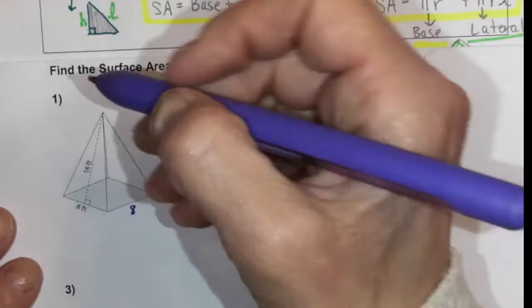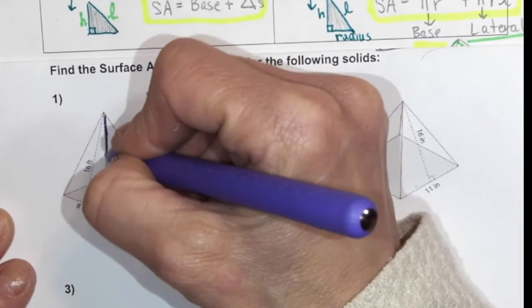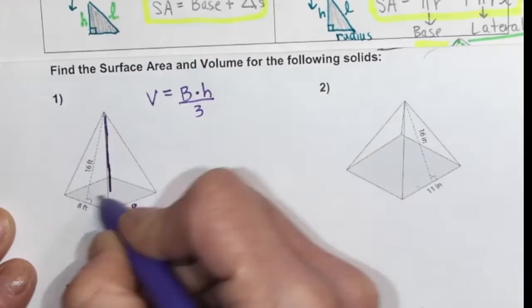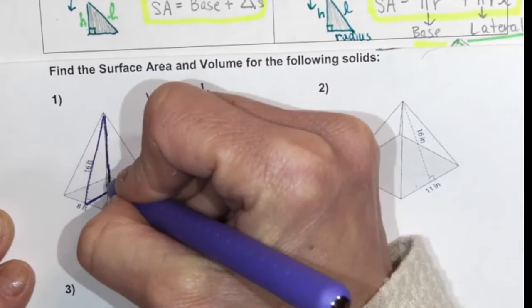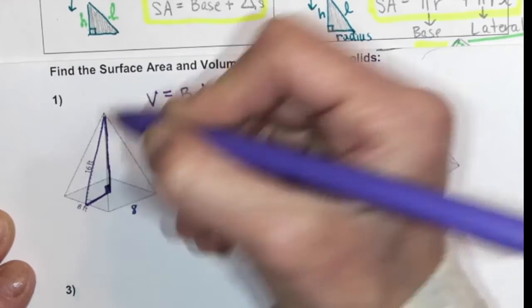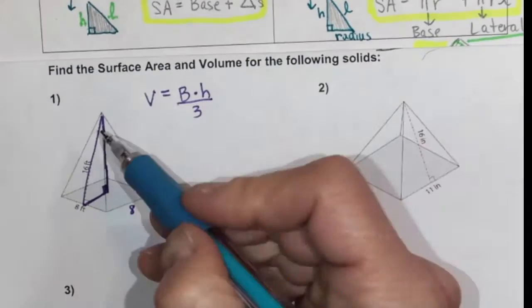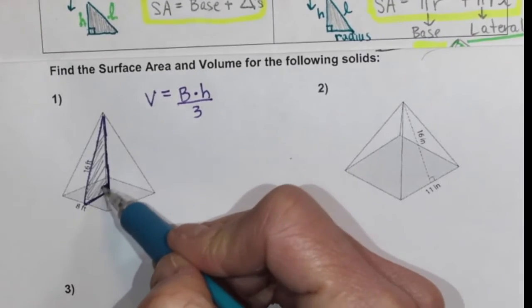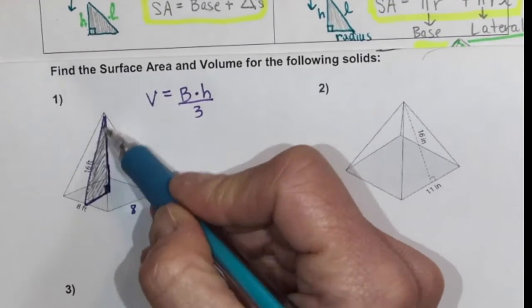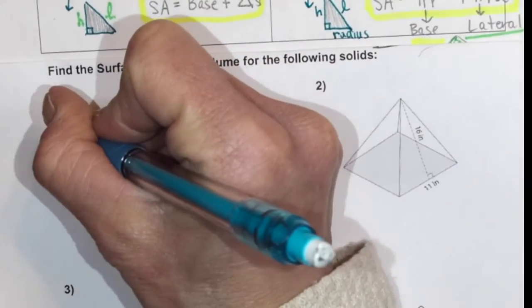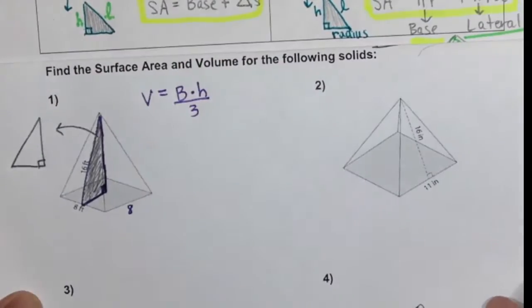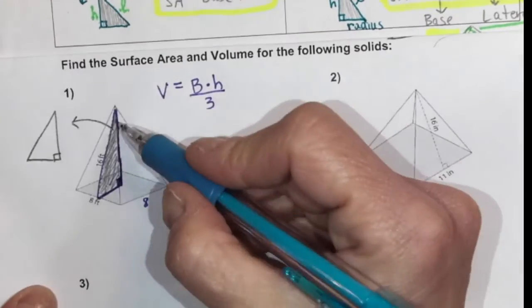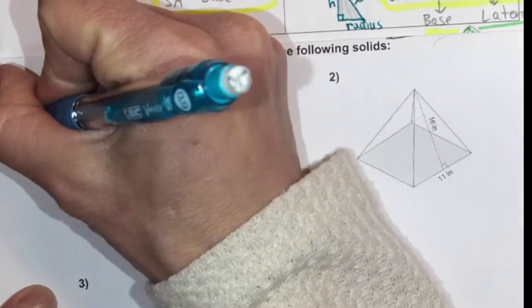We need our height. We're not given the actual height of the pyramid, but we do have this right triangle relationship. So we're looking at this guy. It's kind of hard to visualize for some people, so I'm going to bring it out here. Some people like to redraw it two-dimensionally. And the slant height is given, which is 16.